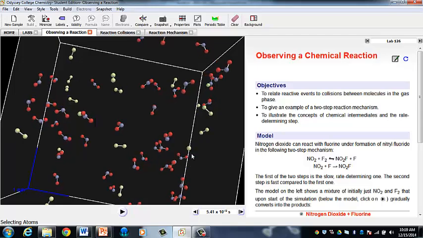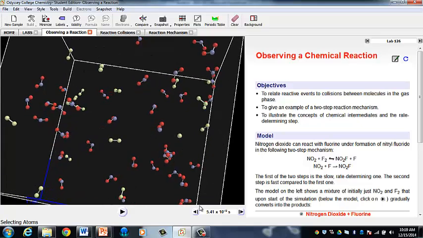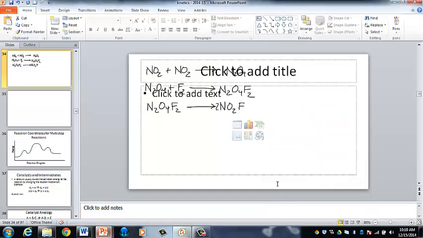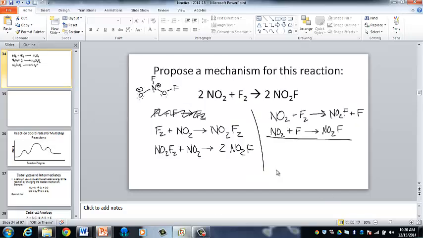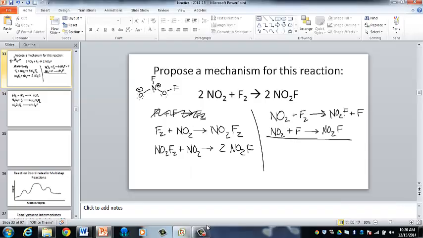So here we actually have a loose fluorine atom. So this would be the second step in our mechanism. And that loose fluorine atom is now bonding to an NO2. So the mechanism that it turns out to be is this one over here on the right, where NO2 reacts with F2, makes one molecule of NO2F, releases a free fluorine atom, and then that free fluorine atom bonds to another molecule of NO2. So we'll go back and look a little bit more.